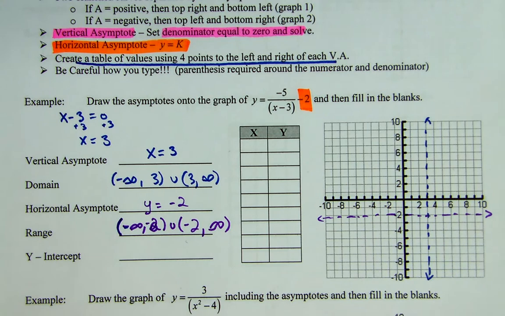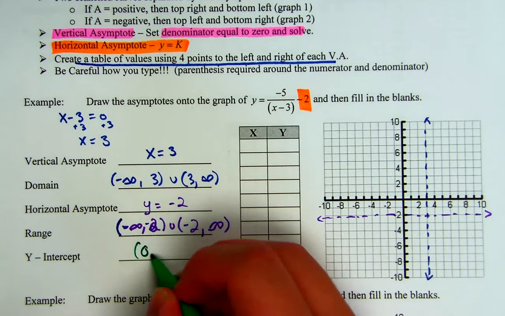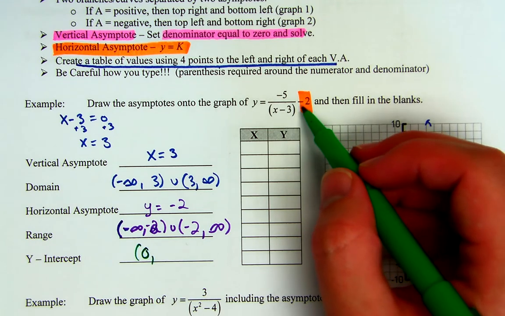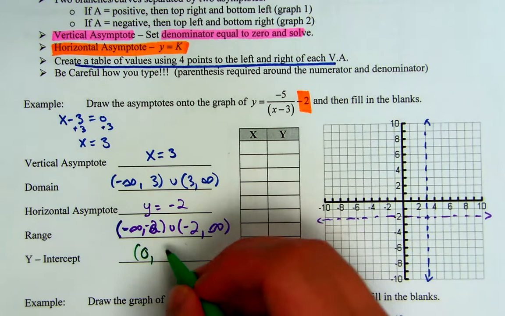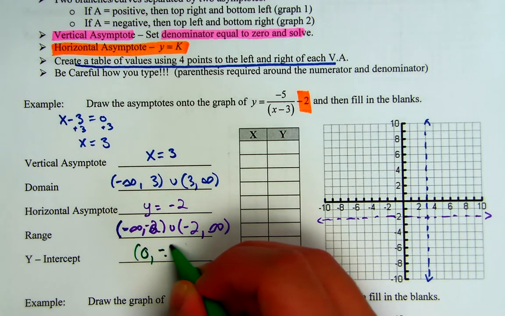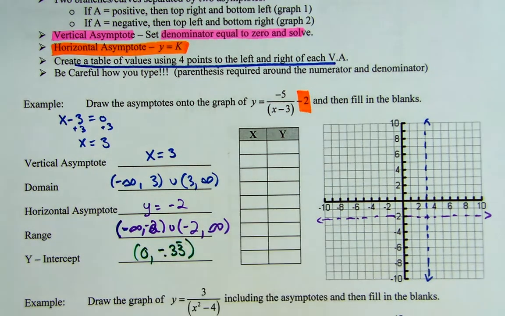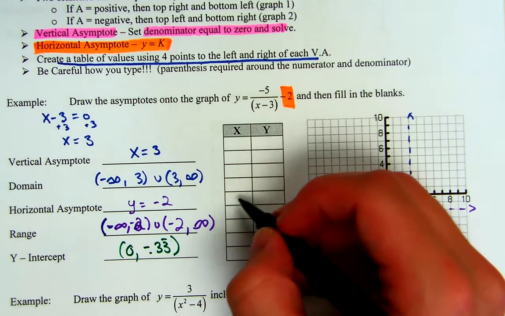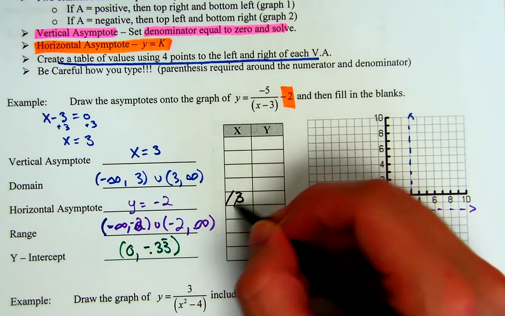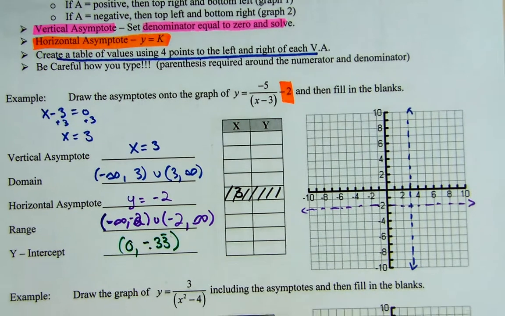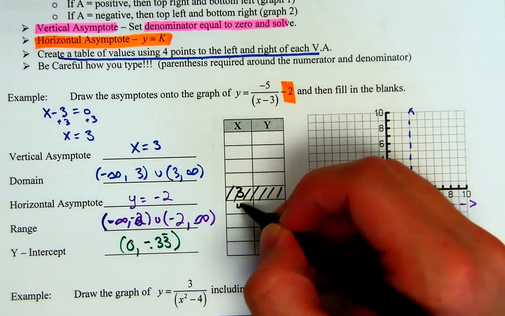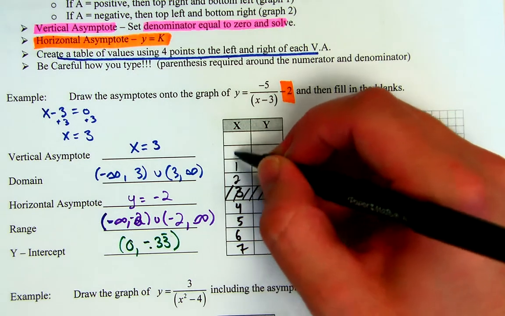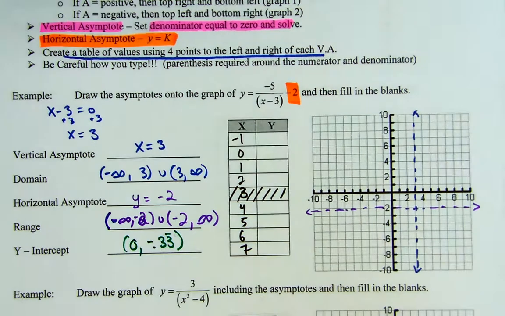Y-intercept, put in 0. We get negative 5 halves minus 2. We get negative 1/3, or putting in negative 0.33 repeating, that's fine too. So x equals 3, we can put that in the center of our table again. Again, we're not actually going to graph that point, but we need 4 to the left, 4 to the right. So 4, 5, 6, 7, 2, 1, 0, negative 1.